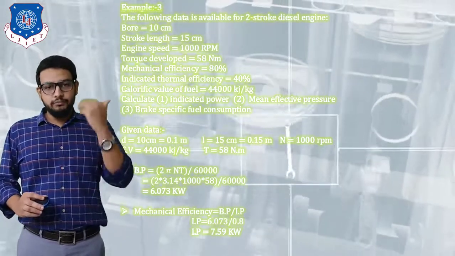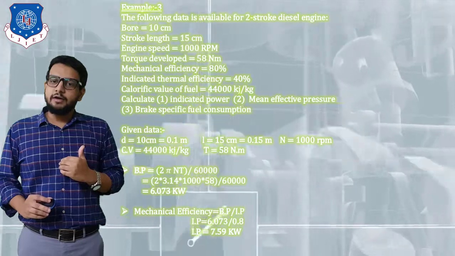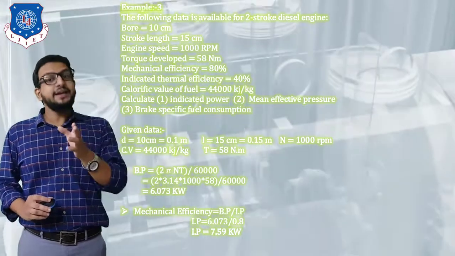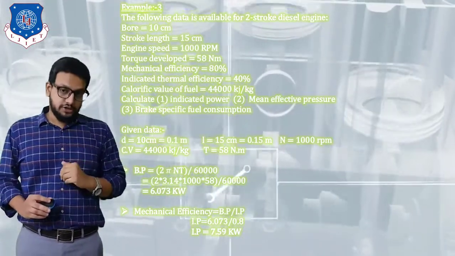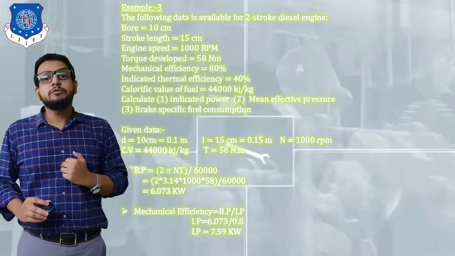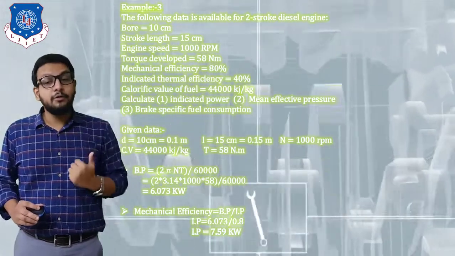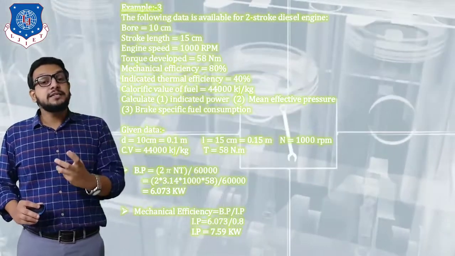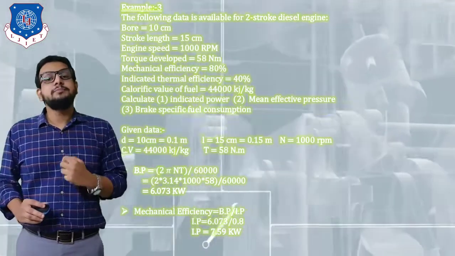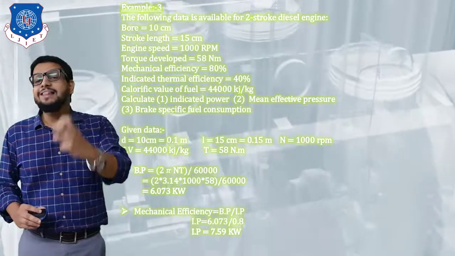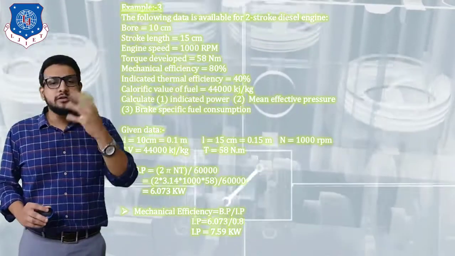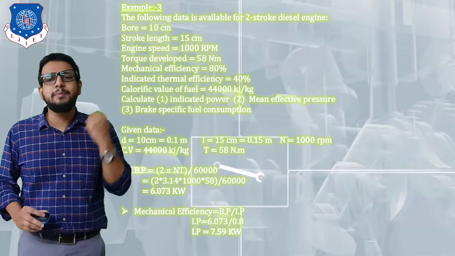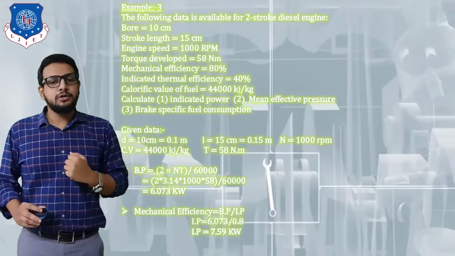Now the next target, the second thing we need to find, is mean effective pressure. Basically it is the indicated mean effective pressure. So we need to use our formula of indicated power. What is the formula of indicated power? IP is equal to PIM, that is mean effective pressure, into L A N by 60,000, or you can remember it in this way, P L A N by 60,000. Let's see further.